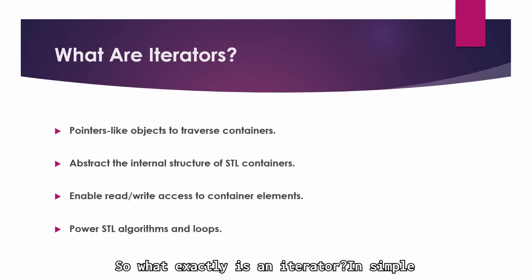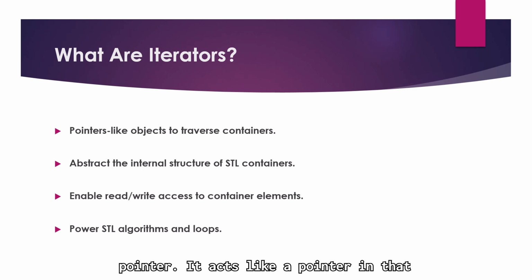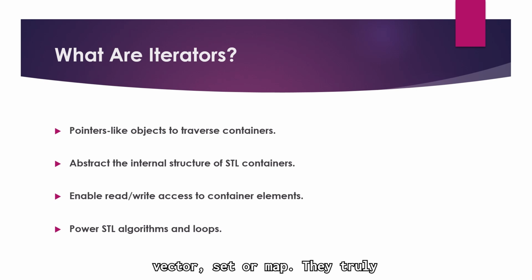So what exactly is an iterator? In simple terms, an iterator is a generalized pointer. It acts like a pointer in that you can move it forward or backward and dereference it to access elements. But unlike raw pointers, iterators are type safe and container aware, meaning they know how to work with STL containers. They provide a common interface that allows us to traverse elements without knowing the container's internal structure. Thanks to iterators, algorithms like sort, find, accumulate, and many more can work with any container uniformly, whether it's a vector, set, or map. They truly embody the power of abstraction in STL.